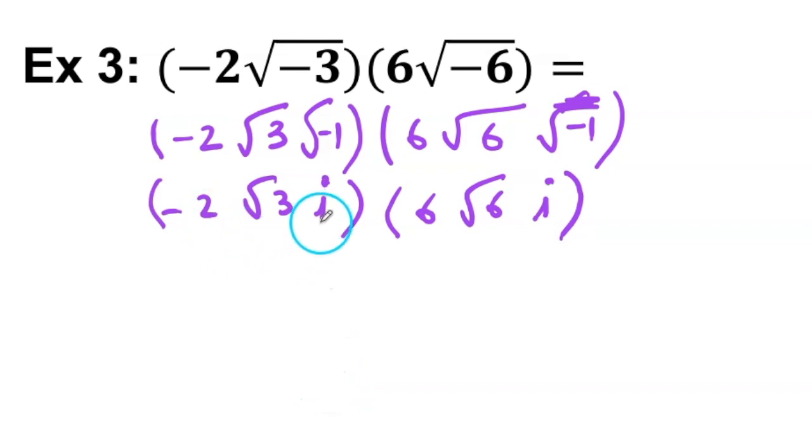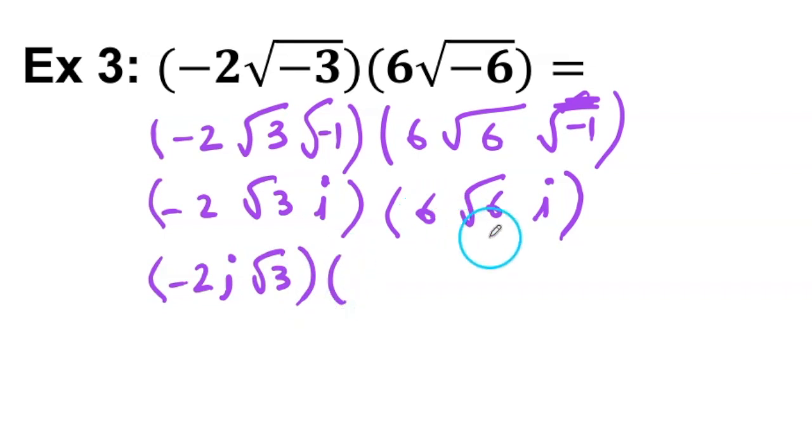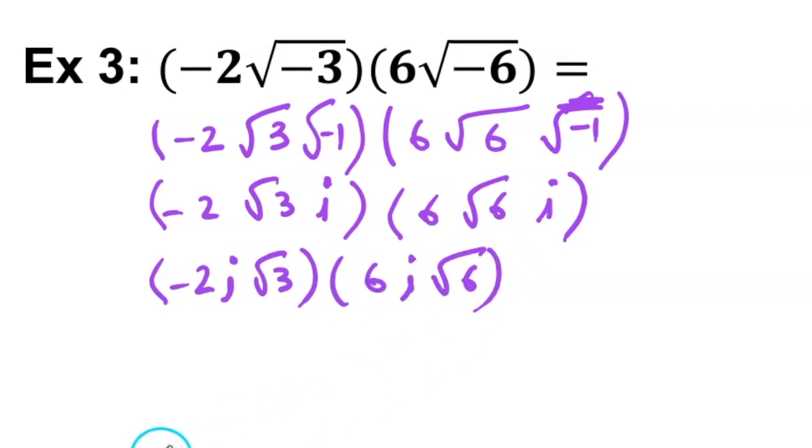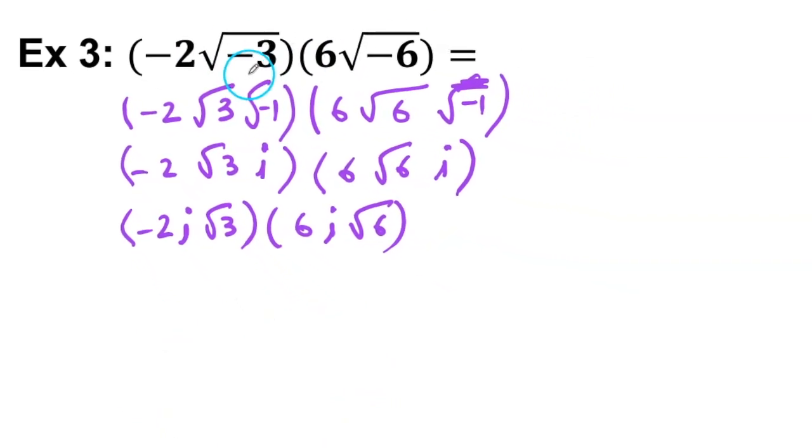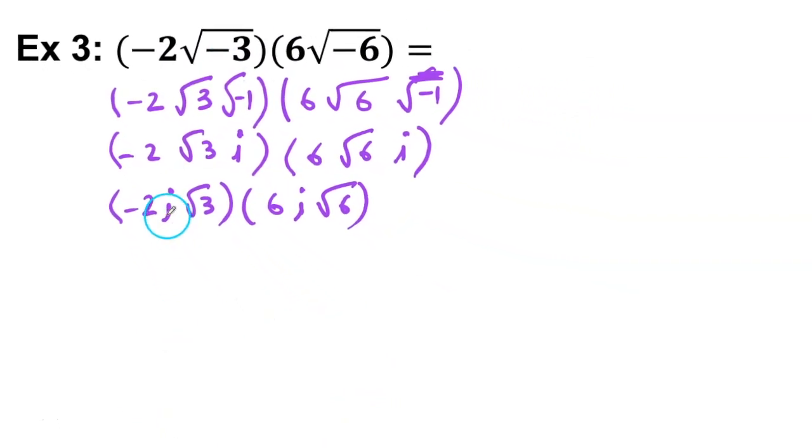And I move that to the front. So I have -2I square root of 3, 6I square root of 6. And now I organize, right? I simplify my expression. Now what I am doing is multiply.